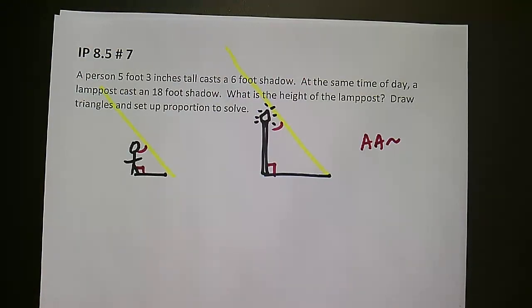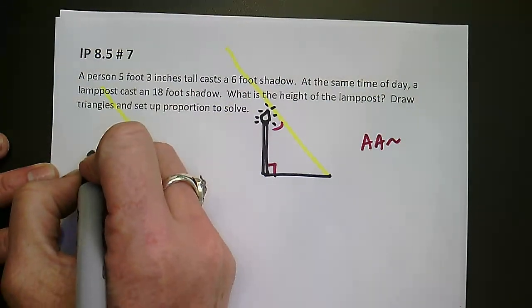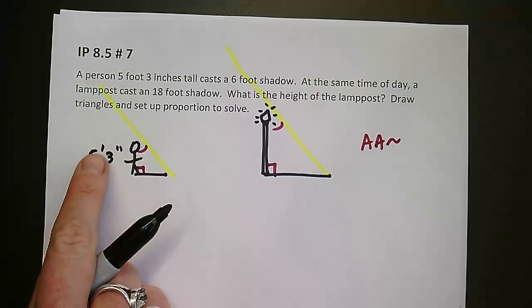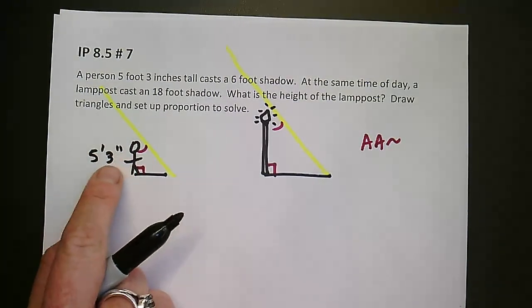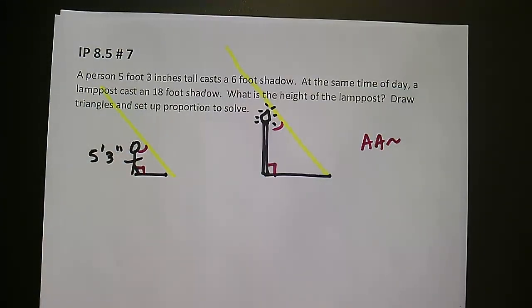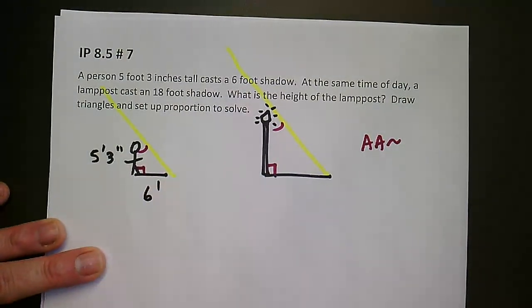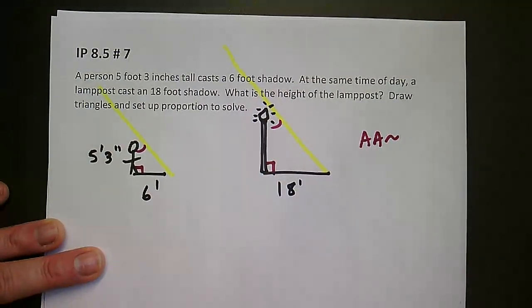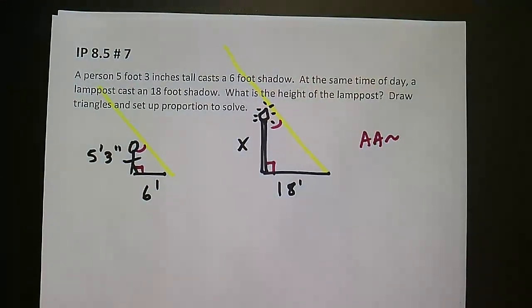Let me get some of these lengths on here. We have a person who's 5'3". If you haven't seen this notation before, a single apostrophe is feet and a double apostrophe is inches, so that's 5'3". They've got a 6-foot shadow. And then we've got a lamppost casting an 18-foot shadow, so 18 feet here. We're trying to figure out what this is.